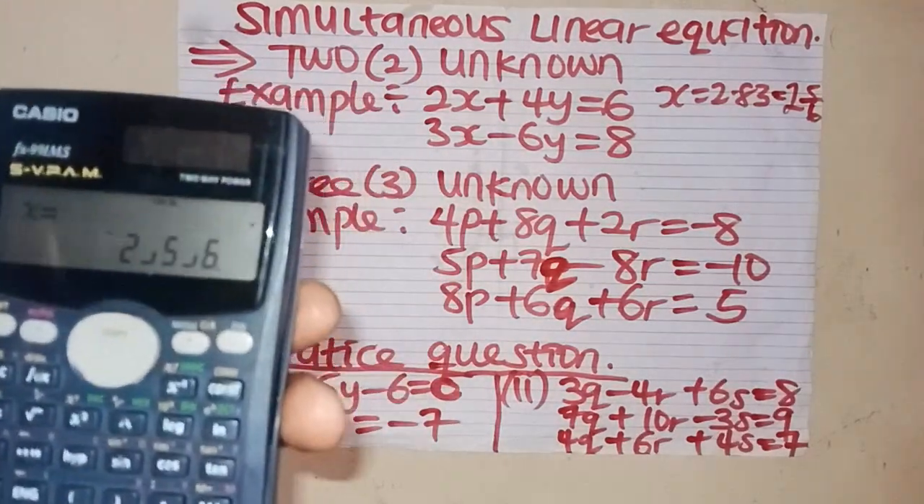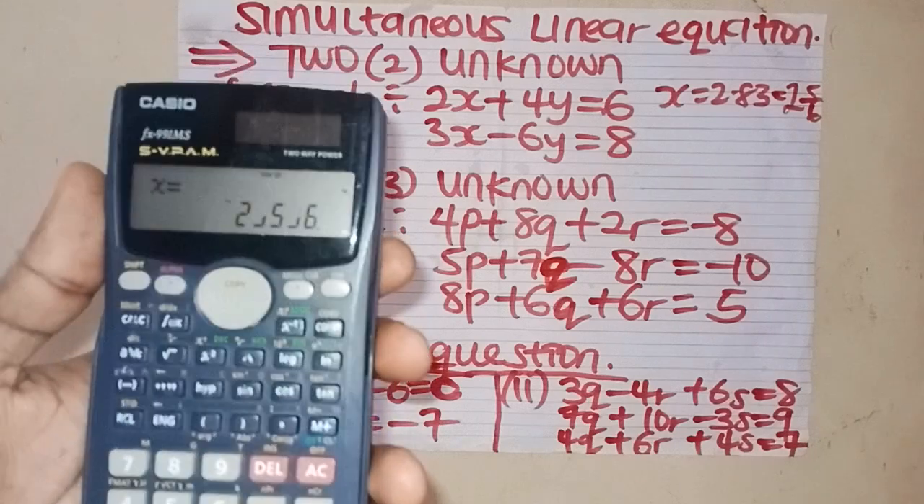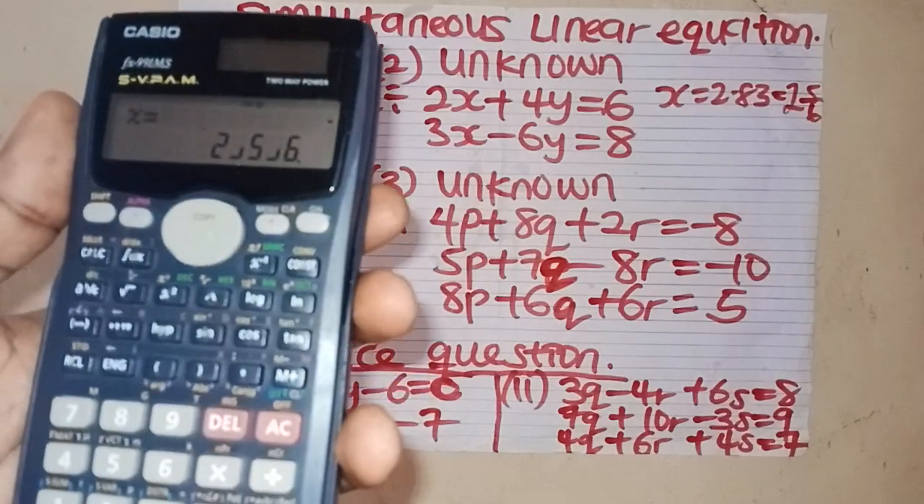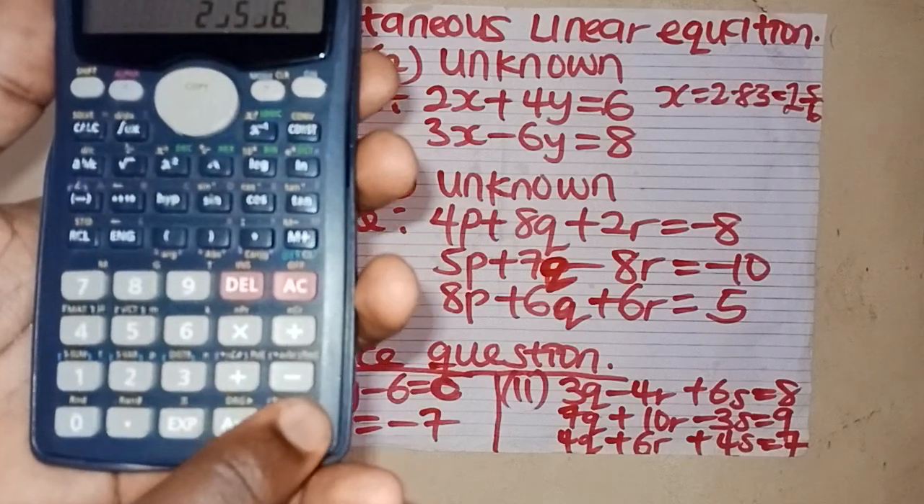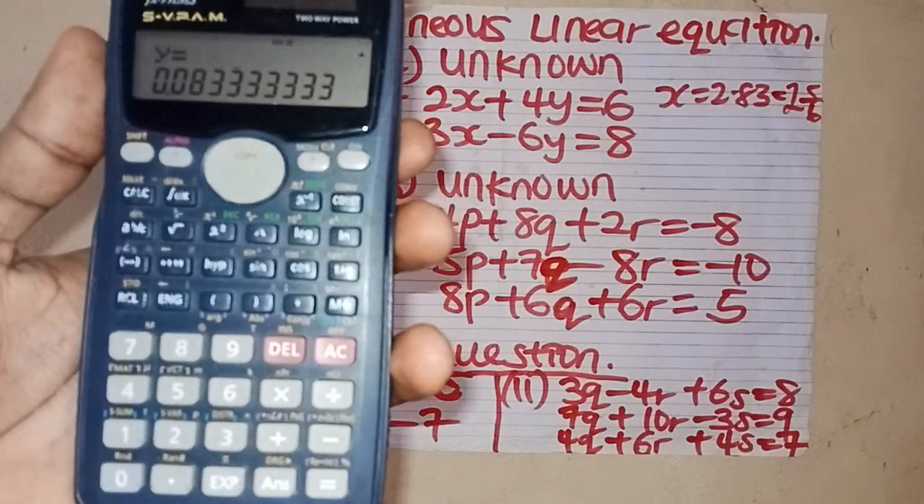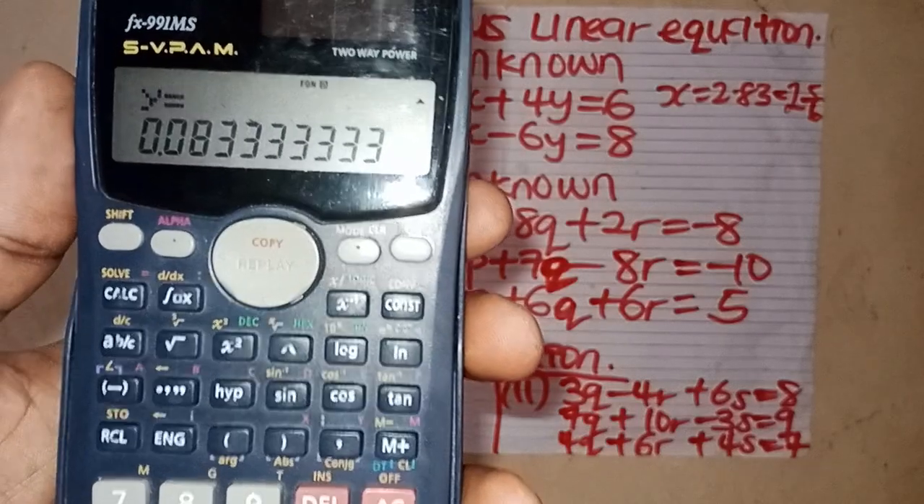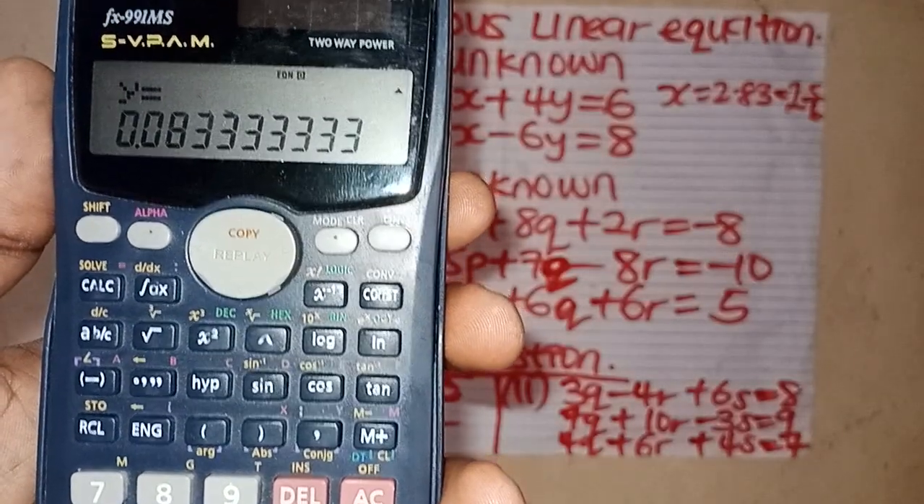Sorry, I'm not done. This is for my x. It still remains my y. So then I'll press equal to again. Once I press it again, it brought what? y equals 0.083333.